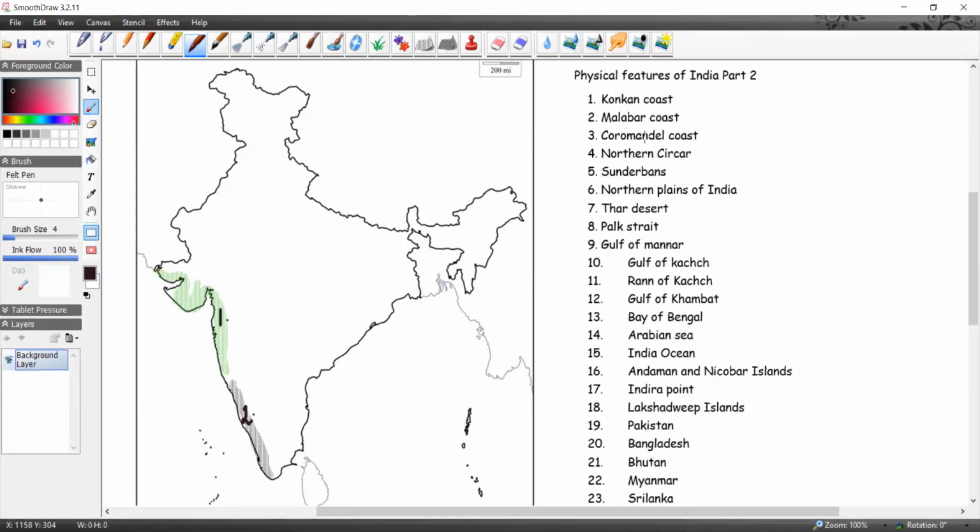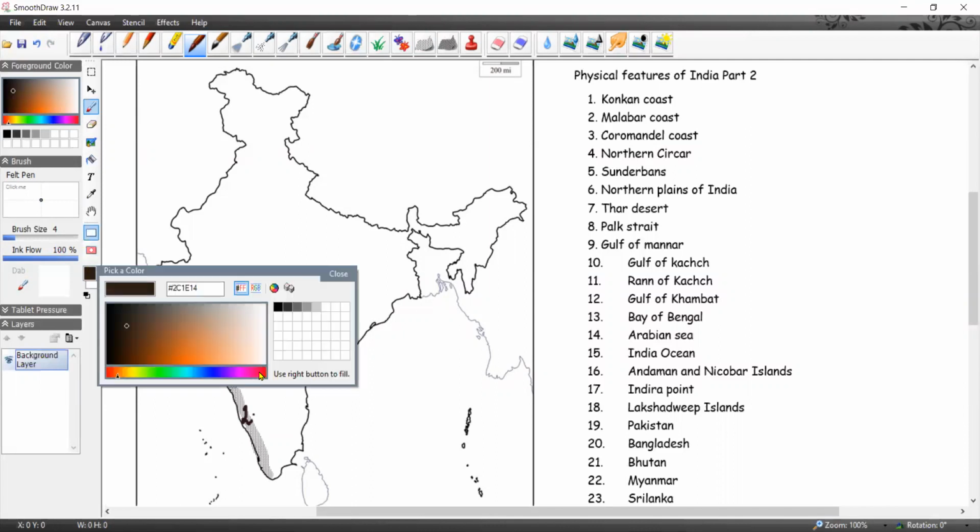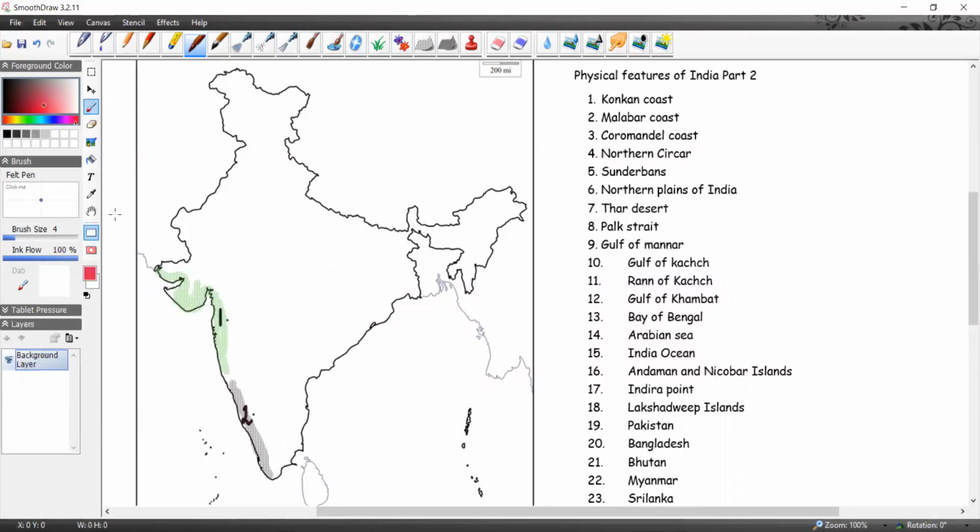What is the third one? Coromandel coast. The third one is Coromandel coast. So this is the coastal area of Tamil Nadu, and the east coast plain is broader than the west coast plain. And Andhra Pradesh are called as Coromandel coast, and this is question number 3.